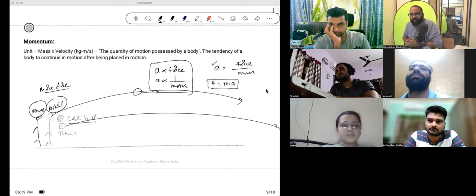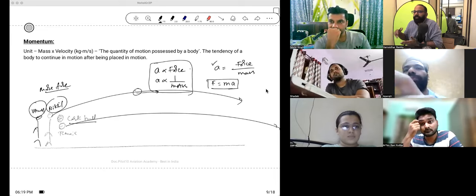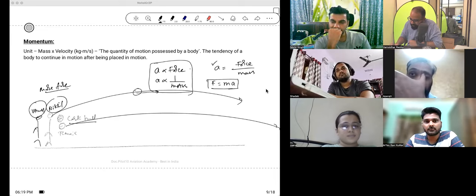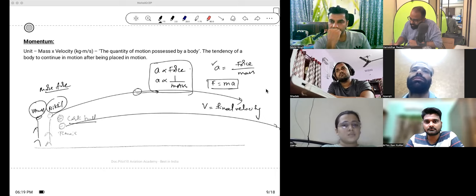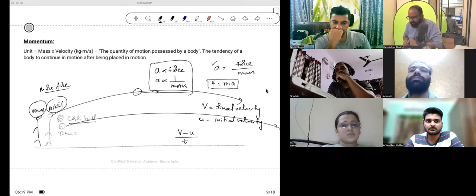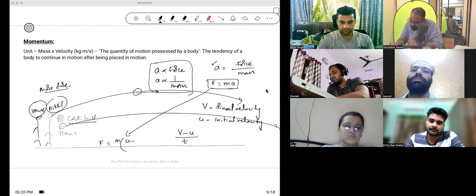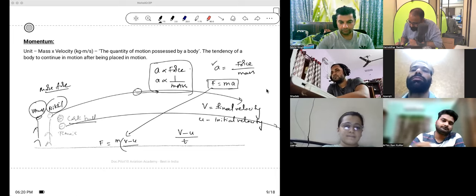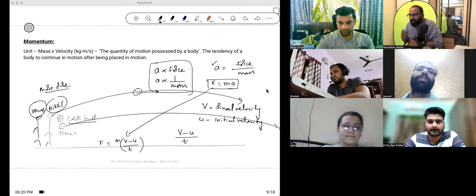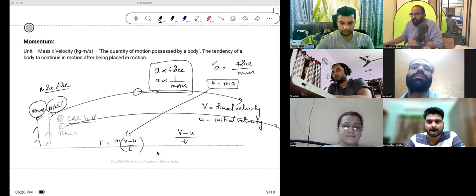Yes, sir. Correct. What is acceleration? Rate of change of velocity. Velocity with time. If I say V is the final velocity and U is the initial velocity, can I say acceleration is the change in velocity, final minus initial, with respect to time? Correct. Can I write this equation as force F = m into (V minus U) by T? Correct? Now, keep this equation in your mind.